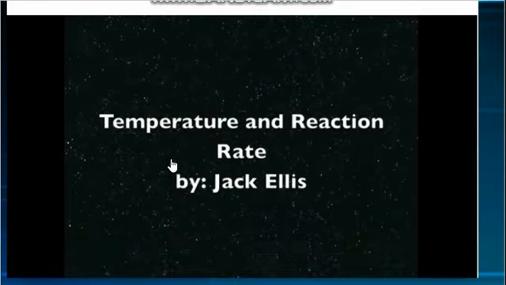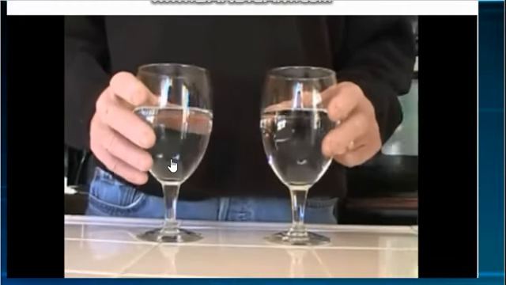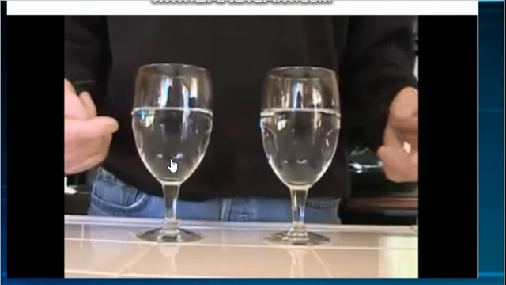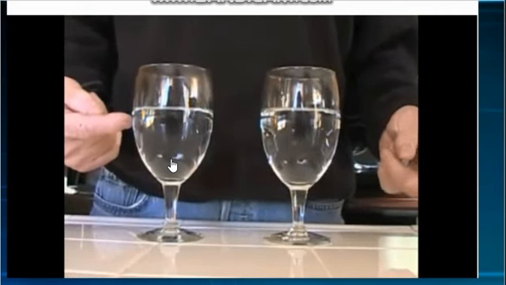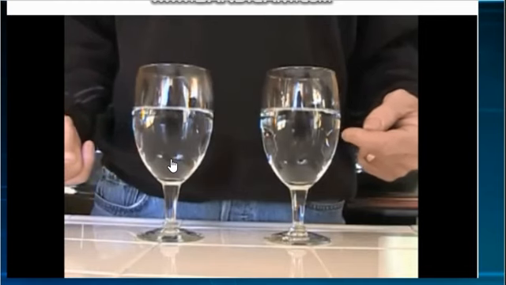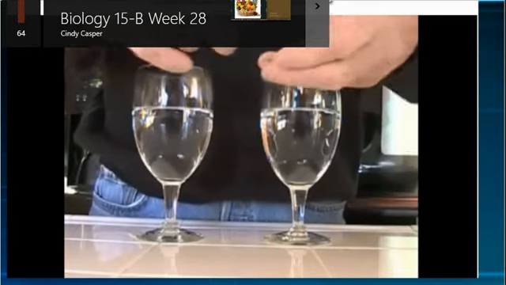Chemical reactions happen faster at higher temperatures because the individual molecules are going faster and therefore causing more collisions. For this experiment, you're going to need 2 glasses of water. The glass of water on your left is hot water. I heated it in the microwave for a minute. The glass on your right is cold water, just ice water.